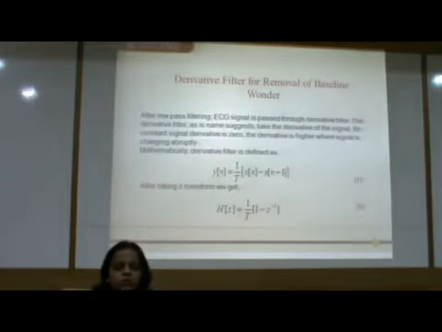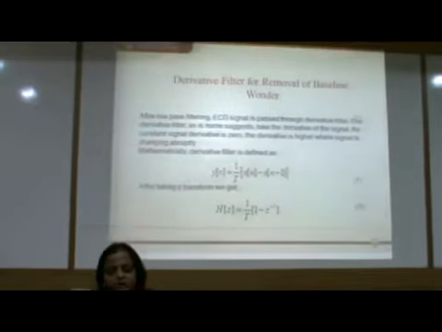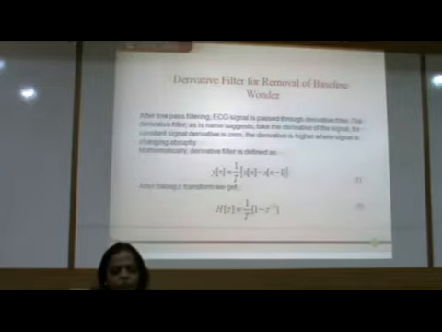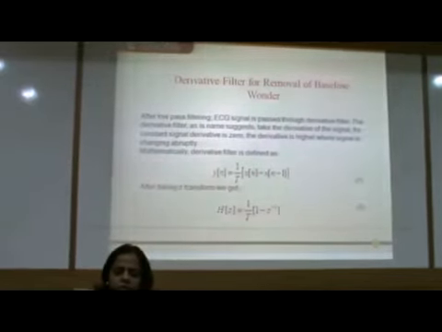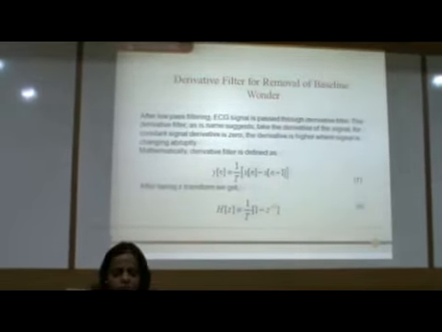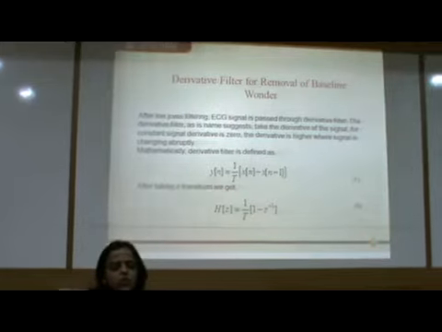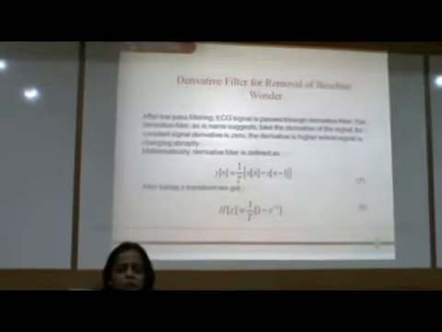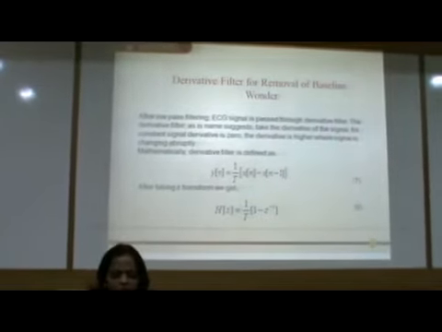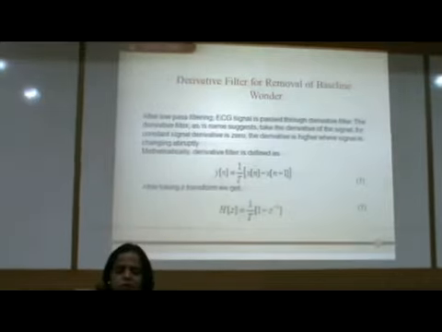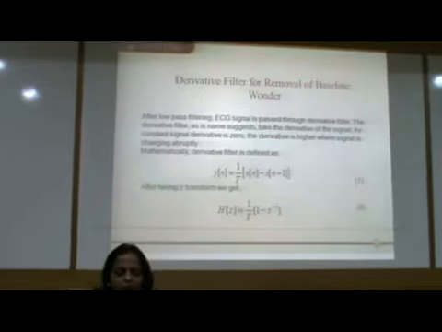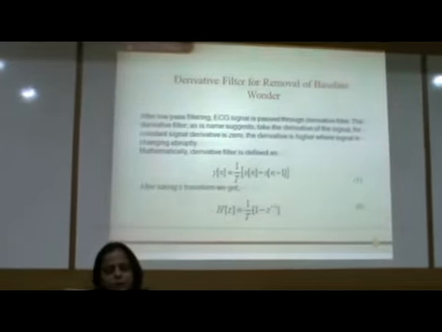After low pass filtering, the ECG signal is passed through a derivative filter. So we are using a derivative filter for removal of baseline drift. The derivative filter, as its name suggests, takes the derivative of the signal. For a constant signal, the derivative is 0, because the baseline drift is due to the DC signal, which will shift the level of the ECG signal. For that removal, we are using the derivative filter. The derivative is higher where the signal is changing abruptly.